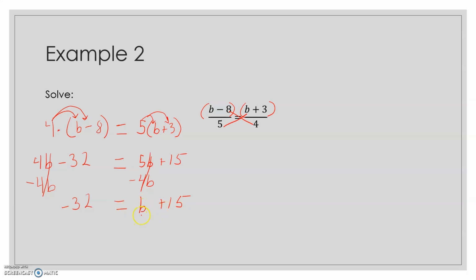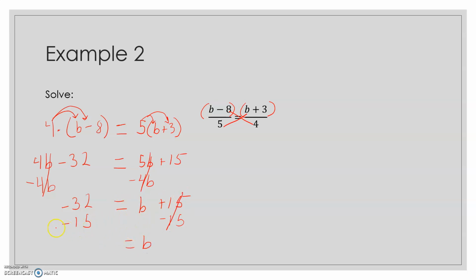In this case, it's not. There's a plus 15 with it. So the inverse operation of plus 15 is negative 15 or minus 15, and what we do to one side, we do to the other. Positive 15 minus 15 is 0, so that cancels. We're left with b on this side.